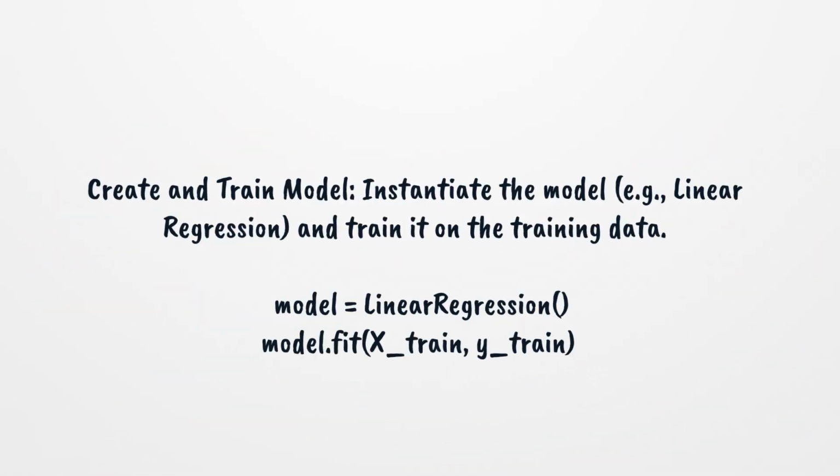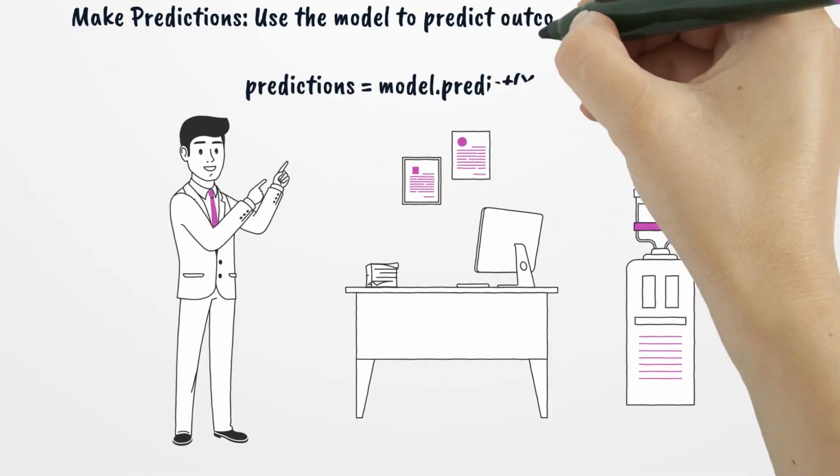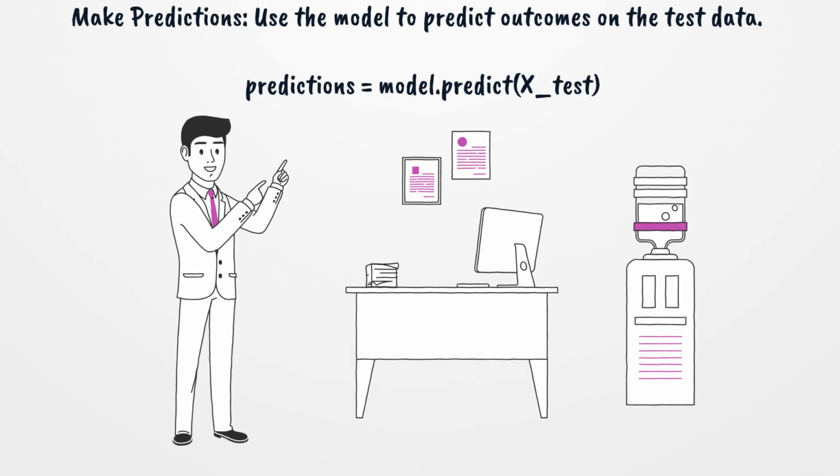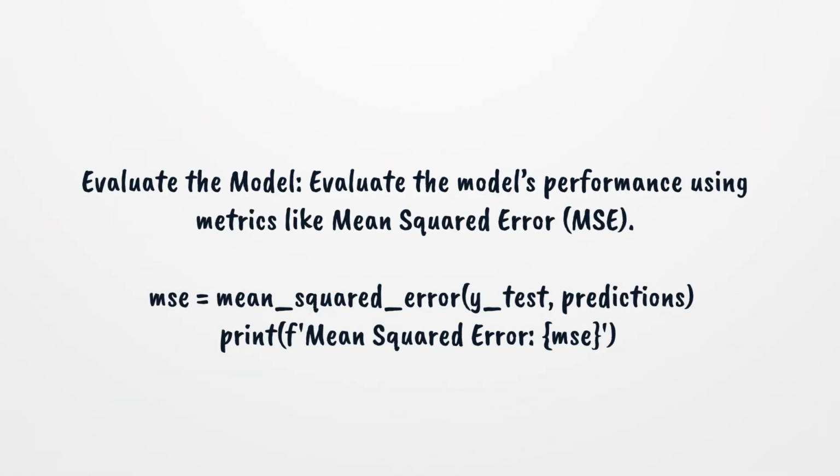Create and train model. Instantiate the model, e.g., linear regression, and train it on the training data. model = LinearRegression(). model.fit(X_train, Y_train). Make predictions. Use the model to predict outcomes on the test data. predictions = model.predict(X_test). Evaluate the model. Evaluate the model's performance using metrics like mean squared error, MSE. MSE = mean_squared_error(Y_test, predictions). print(f'Mean squared error: {MSE}').